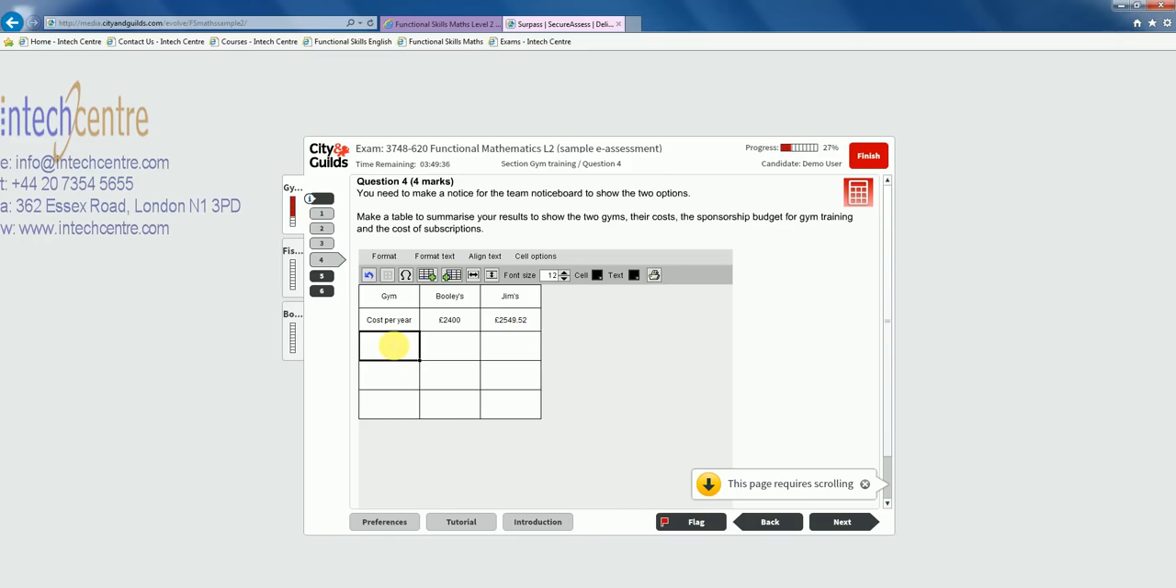Sponsorship budget. Okay, so I have 231608. Is the same. So the sponsorship budget is the same. The difference, that's 83.92. And 233 there. And cost of subscription.